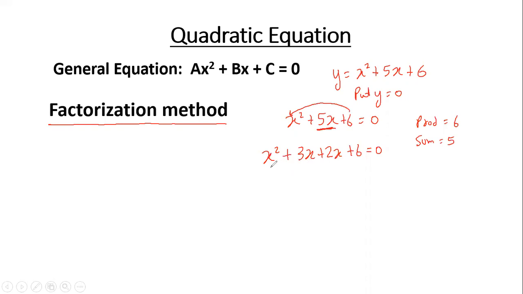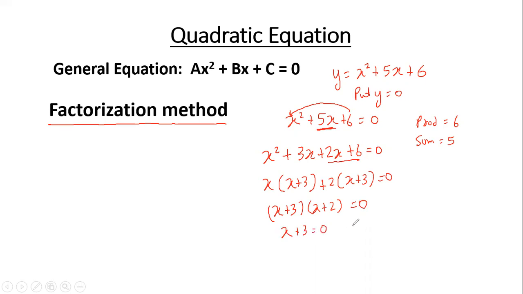So here now we'll take x common from the first two terms, which will be x plus 3. And guys, do you acknowledge if I take 2 common from the last two terms, I'll again get x plus 3. Now this x plus 3 will be common, so I'll get x plus 3 times x plus 2 is equal to 0. Now if the product of two terms is equal to 0, then either x plus 3 is equal to 0 or x plus 2 is equal to 0. So hence I'll get x is equal to negative 3 or x is equal to negative 2. So guys, this is how I solve a quadratic equation.